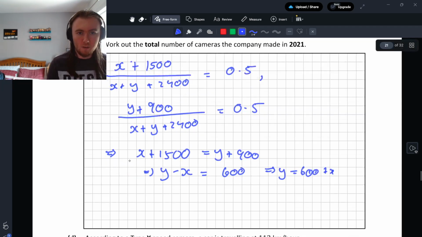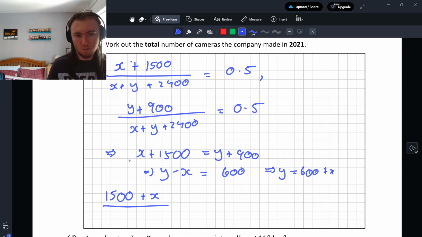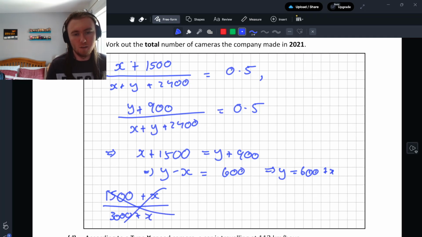So Y is 600 plus X, 1,500 plus X divided by X plus 2,400 plus 600 plus, so 3,000 plus, okay, that's just cyclical logic. Okay, I'm going to put a pin in this because I actually can't figure this out.